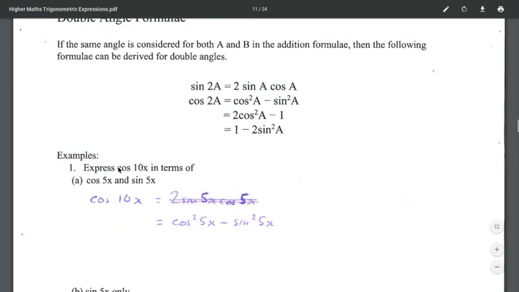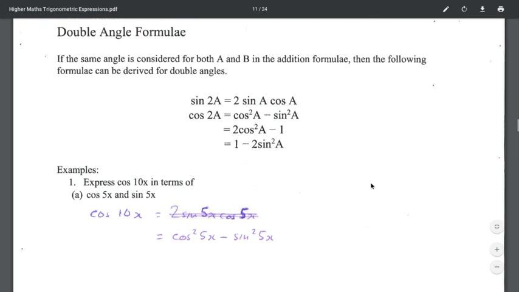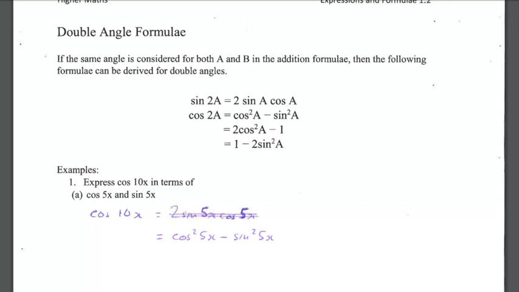So express cos 10x in terms of cos 5x and sine 5x. So it's the double angle formula. So I've got 2a and an a here. So if my 2a is 10x, then a on its own will be half of that, which will be 5x. Now I want it in terms of cos 5x and sine 5x.